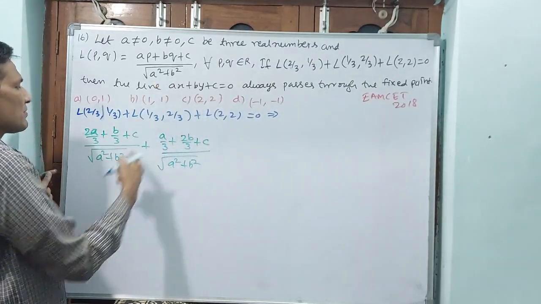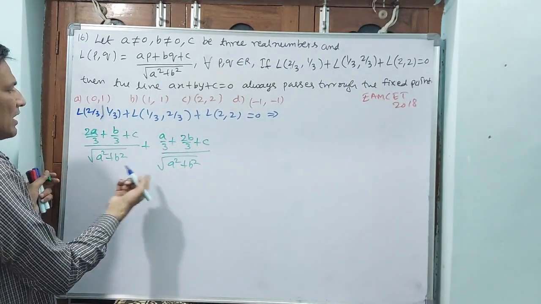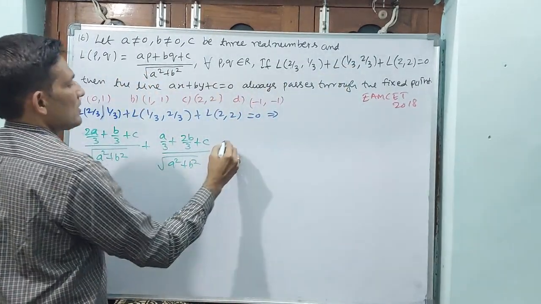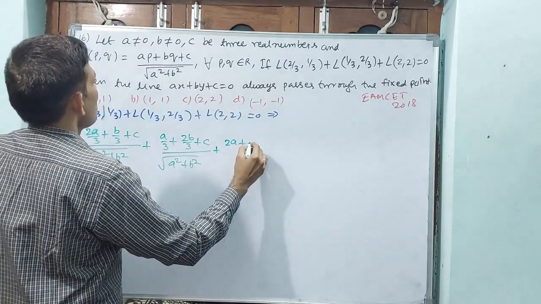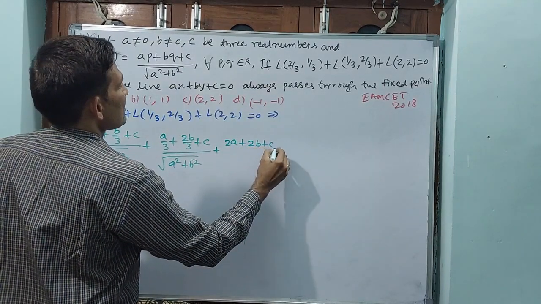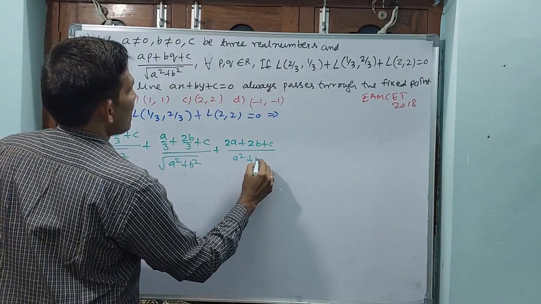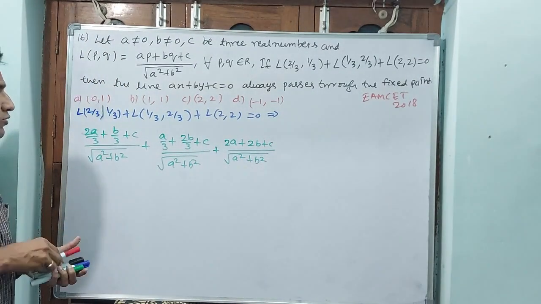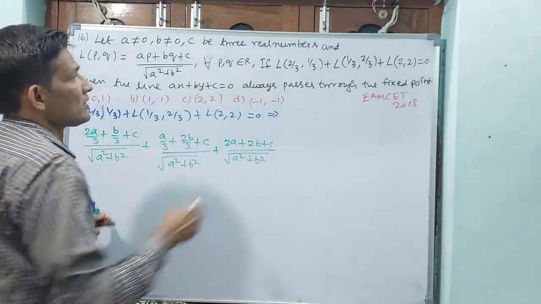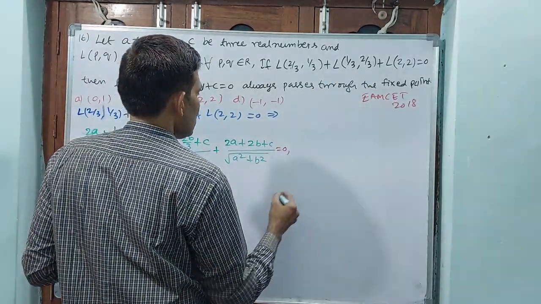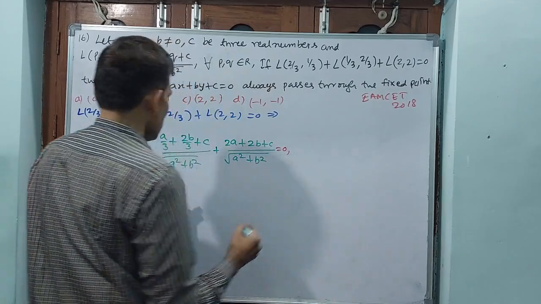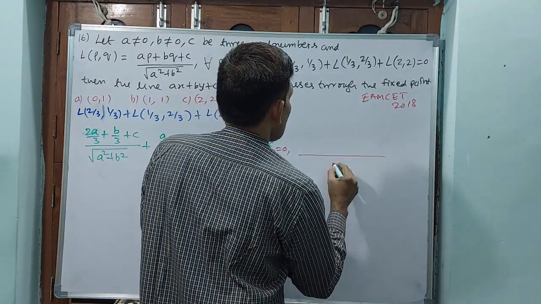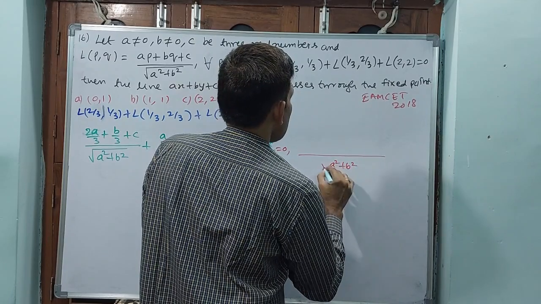You see, for the denominator √(a² + b²) we can take the LCM common. Next, for (2, 2): 2a plus 2b plus c, divided by √(a² + b²). Now this is equivalent to 0, they have given. Then you take √(a² + b²) as the LCM.